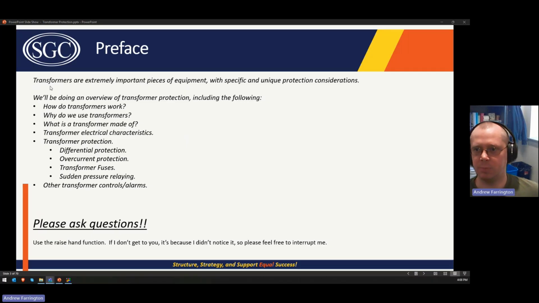I work for SGC Engineering, and today we're going to start our lectures on transformer protection. Transformers are extremely important pieces of equipment with specific and unique protection considerations. So my goal for this class is to cover, at a high level, how do transformers work, why do we use them, what makes them up, what are they made of, their unique electrical characteristics, most of which should be reviewed, but I want to touch on some key points.